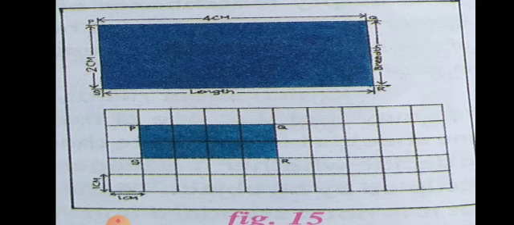Count the number of squares inside the outline. The number of squares is 8. You can count here on the graph paper. Upper side 4 boxes are there and lower side 4 boxes. Total is 8 boxes, 8 squares. Area of cardboard is equal to the area covered by PQRS on the graph paper.